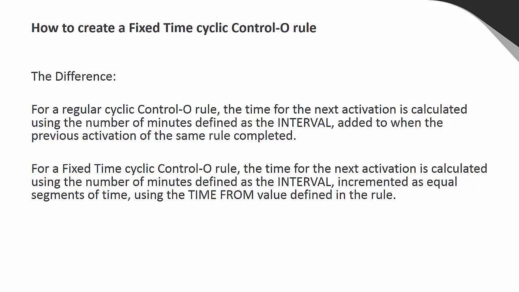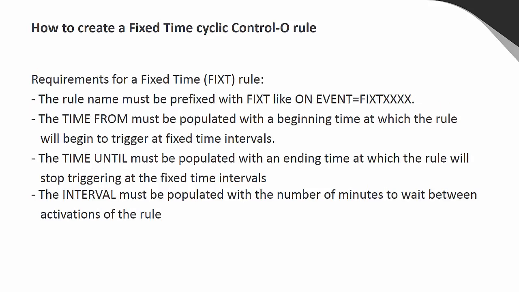So what are the requirements for creating a fixed time or FIXT type of rule? First off, the rule name must be prefixed with the characters FIXT, like in on event equals FIXT, whatever. The time from must be populated with a beginning time at which the rule will begin to trigger at fixed time intervals. The time until must be populated with an ending time at which the rule will stop triggering at the fixed time intervals. The interval must be populated with the number of minutes to wait between activations of the rule.